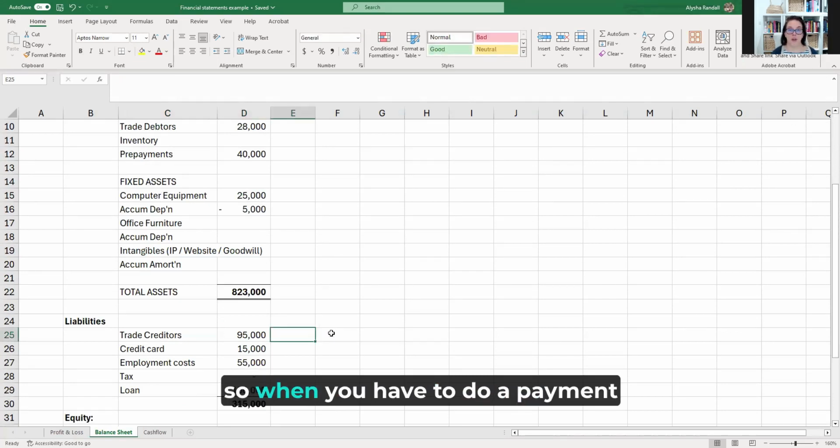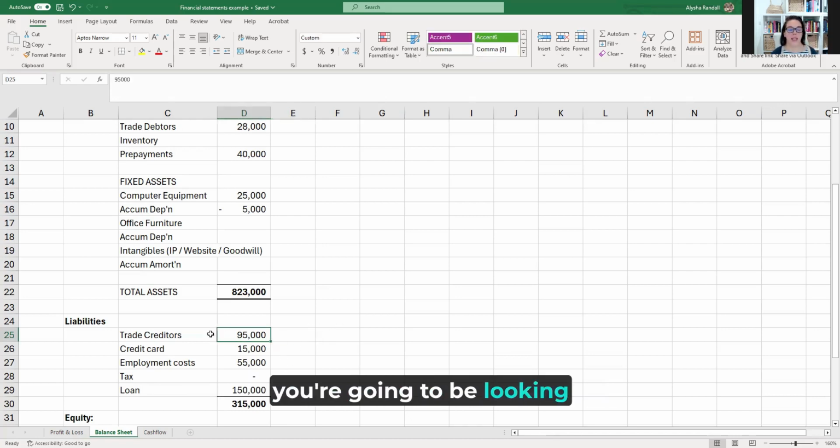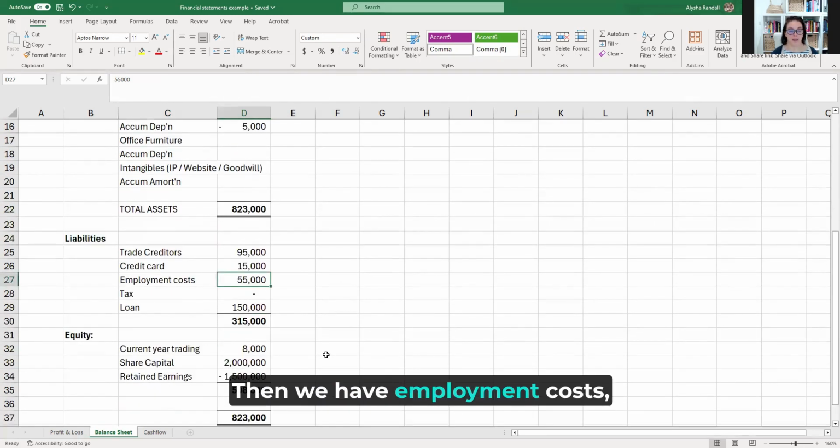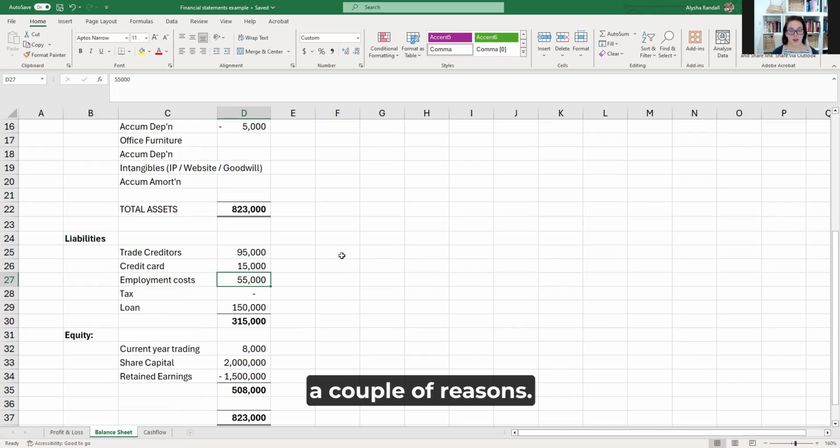So, when you have to do a payment run every week, every fortnight, every month, you're going to be looking at these things. Credit card, as I mentioned, this is how much you owe. This is your balance on your credit card. Then we have employment costs, which you'll often see on a balance sheet. Now, the reason for this, there's a couple of reasons.